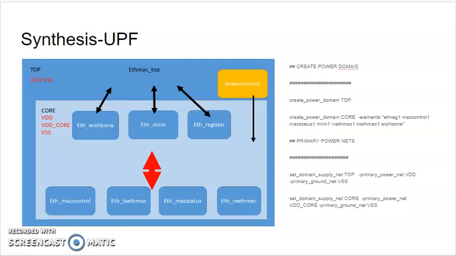To complete the synthesis stage, I want to add a switchable domain to it. So I add the power control module in this design and make the Ethernet MAC top module the top power domain, and the rest of the modules such as wishbone and register and some like these in the core power domain.